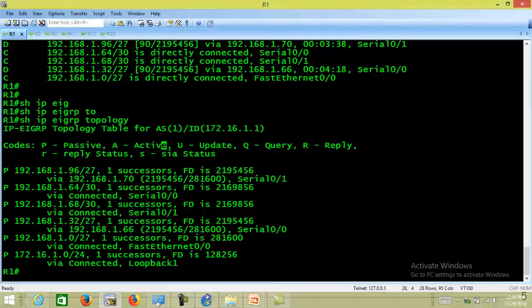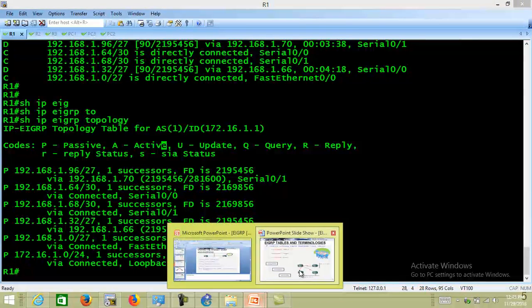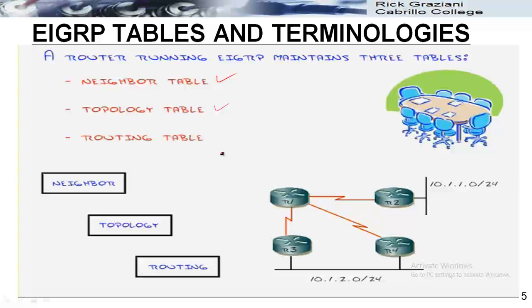These are huge terms that I think we'll expound more in the next slides. So the routing table actually has nothing to do with EIGRP, as in the routing table is a router issue, it is what makes a router. The way they are listed is the order in which the tables are formed, because once an EIGRP router discovers a neighbor, it will go to the neighbor table.